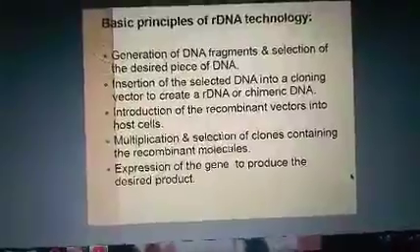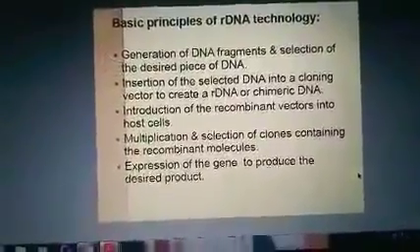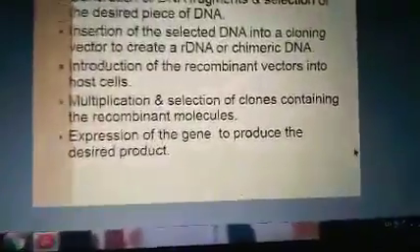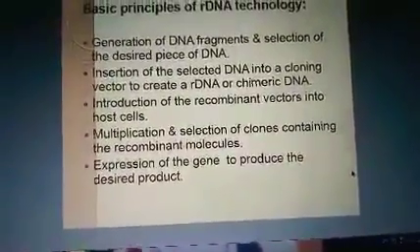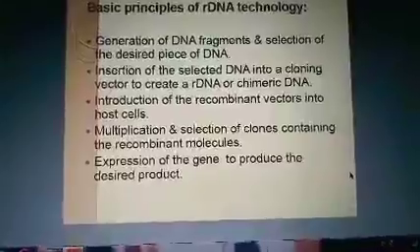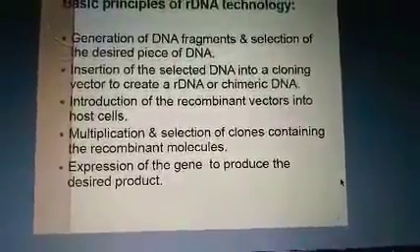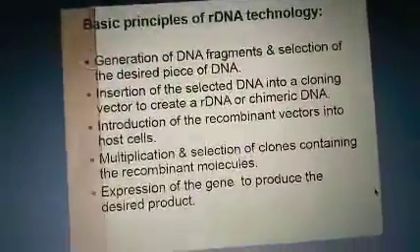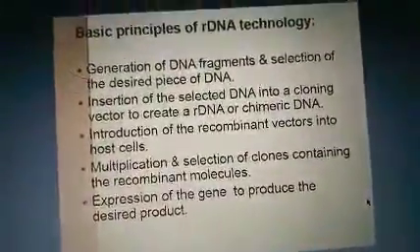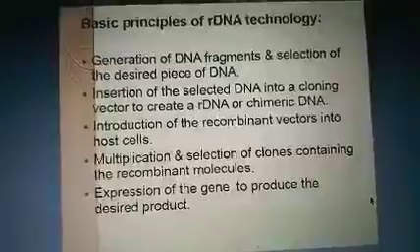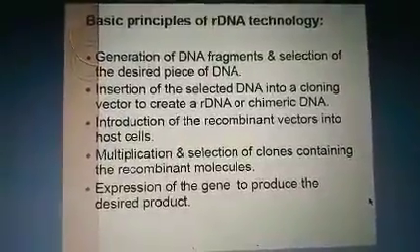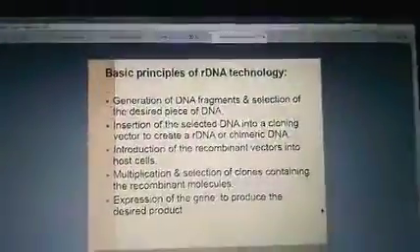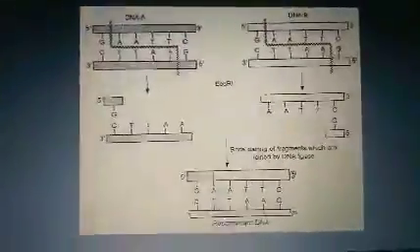The basic principles of recombinant DNA technology, that is rDNA technology, involve the generation of DNA fragments and selection of the desired piece of DNA, then insertion of the selected DNA into a cloning vector to create a recombinant DNA, which is also known as chimeric DNA. It involves the introduction of recombinant vectors into host cells, multiplication and selection of clones containing the recombinant molecules, and expression of the genes to produce the desired product.